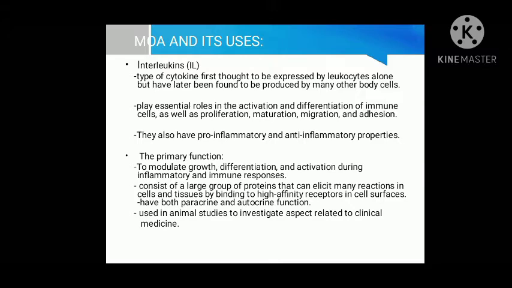So, what is the primary function of interleukins? The primary function of interleukins is to modulate growth, differentiation, and activation during inflammatory and immune responses. It consists of a large group of proteins that can elicit many reactions in cells and tissues by binding to high affinity receptors in cell surfaces. It also has both paracrine and autocrine function, and is used in animal studies to investigate aspects related to clinical medicine.